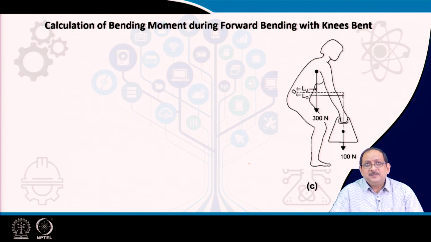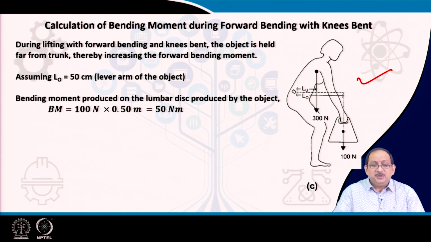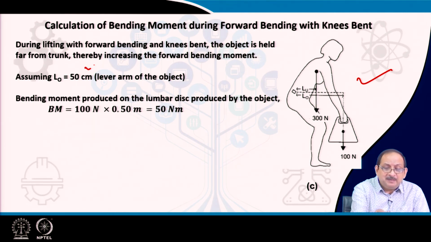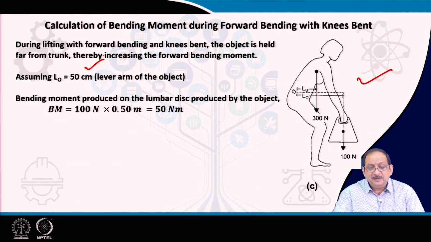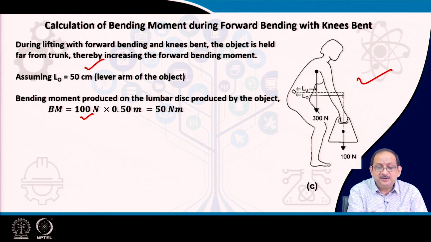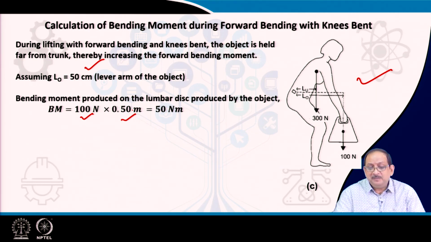In the third case, we are calculating the bending moment during forward bending with knees bent. So, during lifting with forward bending and knees bent, the object is held far from the trunk, as you can see in the figure, thereby increasing the forward bending moment. So, assuming the lever arm of the object as 50 centimeter, the bending moment can be calculated as 100 Newton multiplied by 0.50 meters, that is 50 Newton meters. This is the bending moment produced by the object on the lumbar disc.